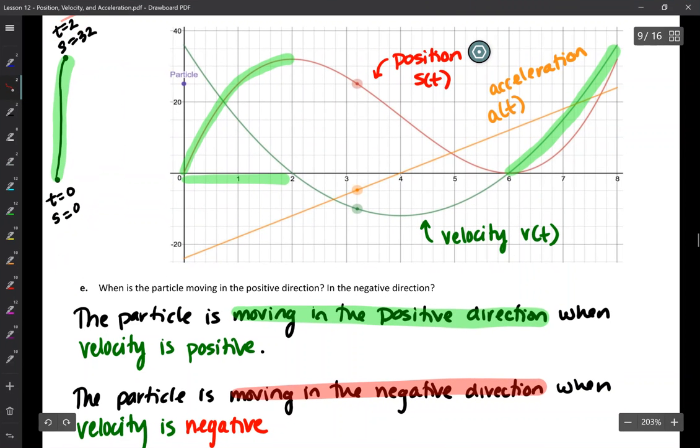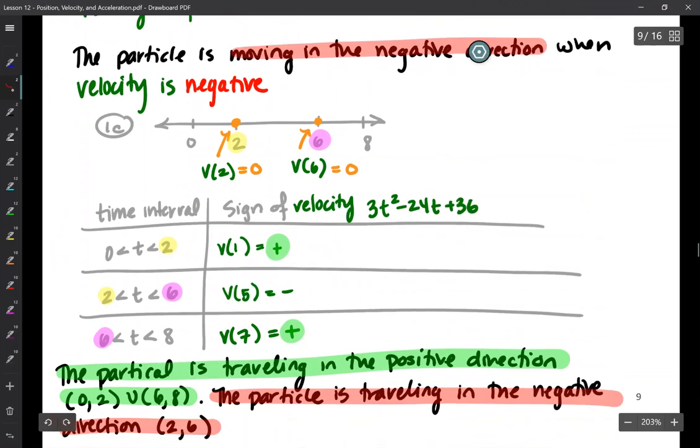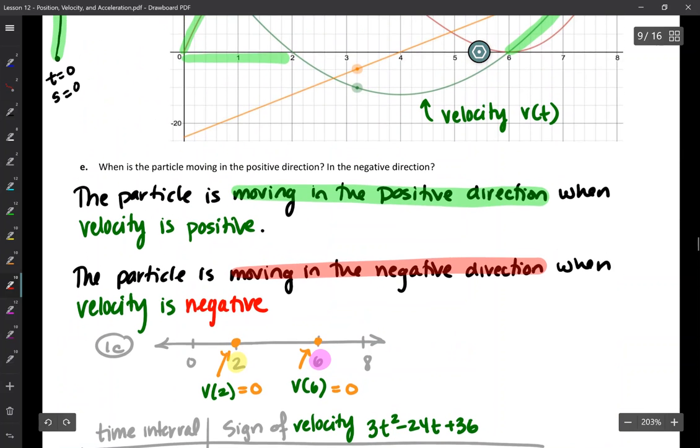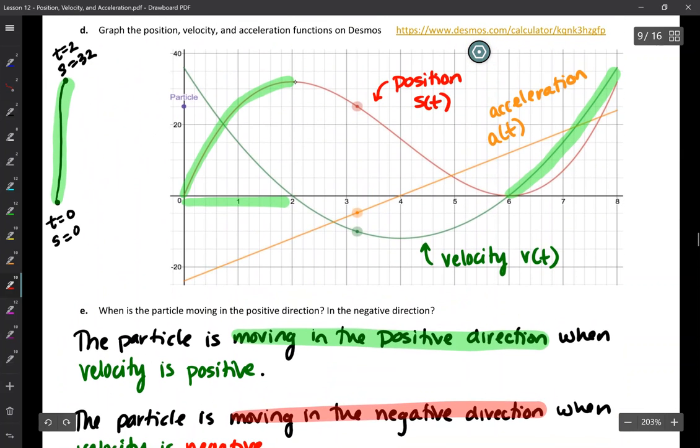Then we know from the work that we just did down here that my particle is traveling in the negative direction between 2 and 6 seconds. In the negative direction. Right? My position is decreasing, so my velocity is negative, and that's between 2 and 6. A lot of color on the board. So the story goes thus far.